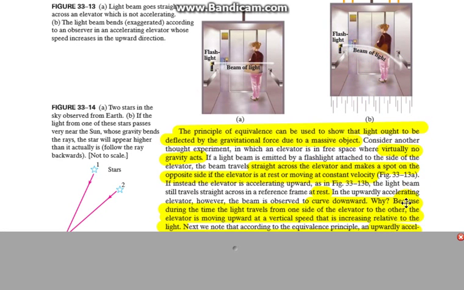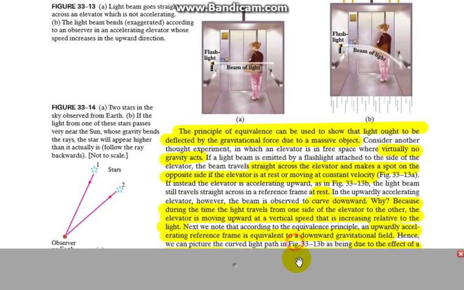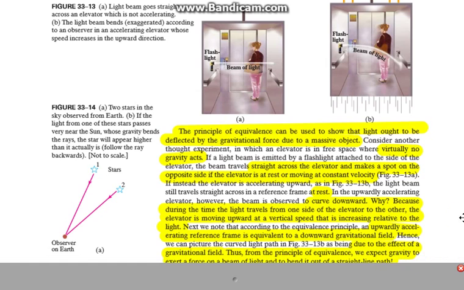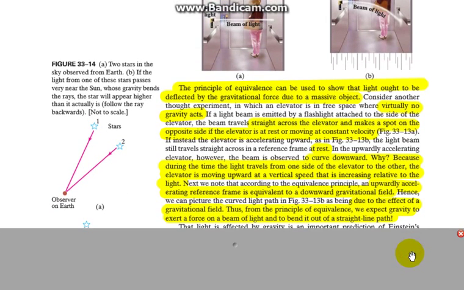And that's interesting. So why? Because during the time that light travels from one side to the other, the elevator is moving upward at a vertical speed that is increasing relative to the light. Next, we note that according to the equivalence principle that we looked at on the previous page, an upward accelerating reference frame is equal to a downward gravitational field. Hence, we can picture the curved path of light being bent due to accelerating upwards or being bent due to gravity pulling downwards. So we expect gravity to exert a force on the beam of light and to bend its straight path.